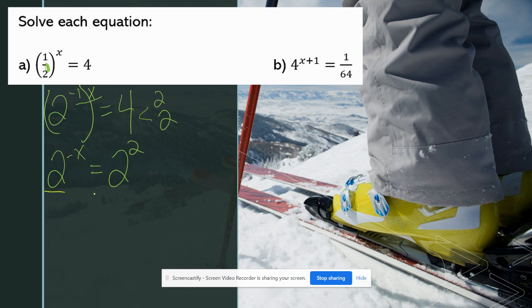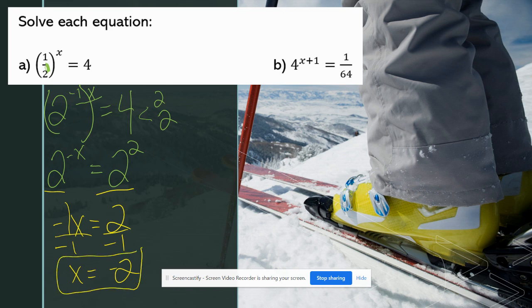Now we have same bases. They're both a base 2. That means we can say the exponents have to be equal to each other. Remember, this is a -1 times x. The opposite of multiplying by -1 is dividing by -1. And 2 divided by -1 is -2. So our answer for x is equal to -2. Again, if we plop that into our calculator, 1/2 to the -2nd power, we get an answer of 4, which matches.